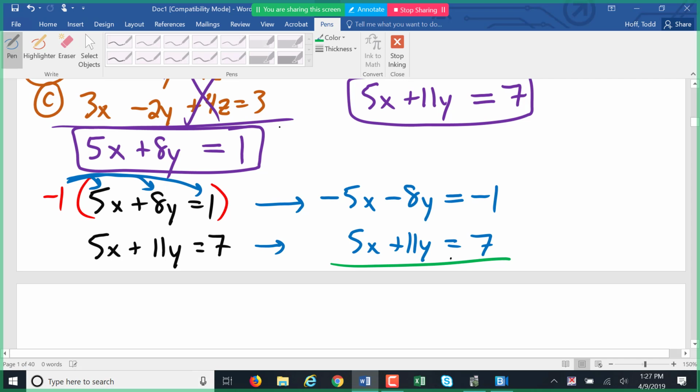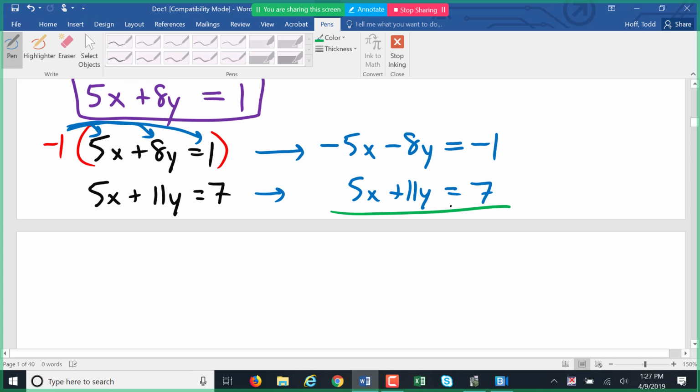Now we'll add these two equations. We'll combine them. Negative 5x plus positive 5x cancels out. Negative 8y plus positive 11y is 3y. Negative 1 plus 7 is 6. And now we can solve for y by dividing by 3. Y equals 2.